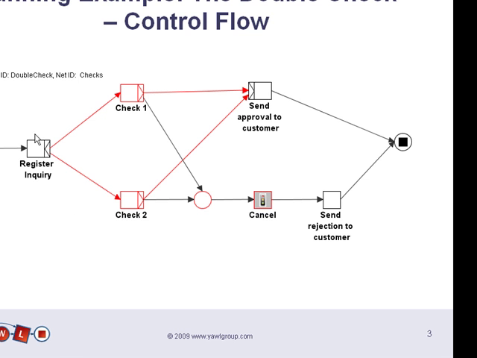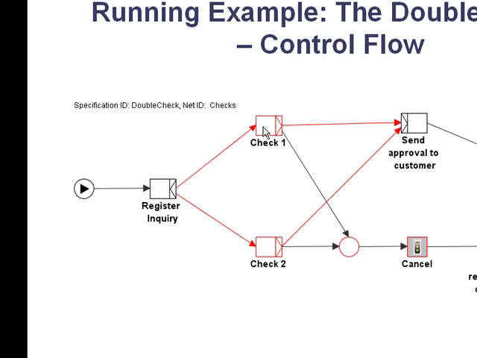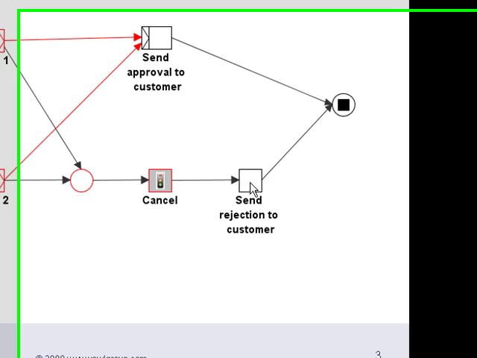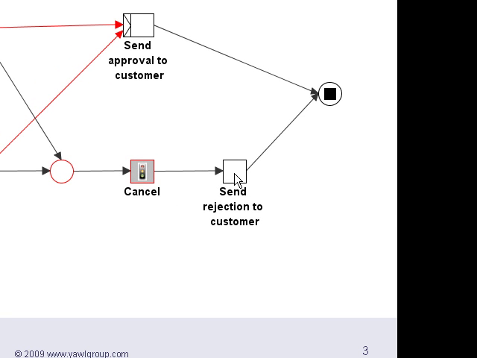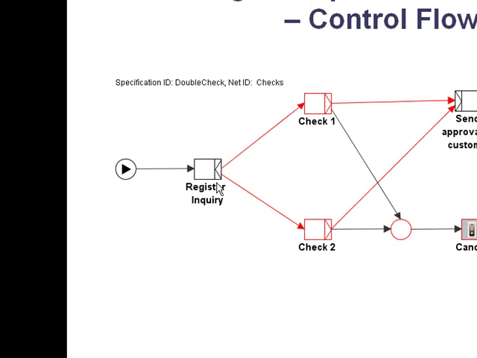First, the task register inquiry is introduced. Then a task check 1 and another task check 2 are introduced. After that, we have the tasks send approval to customer and send rejection to customer. And all these tasks are connected to each other with arcs. To show that check 1 and check 2 tasks can be run in parallel, the task register inquiry is decorated as an AND-split task.